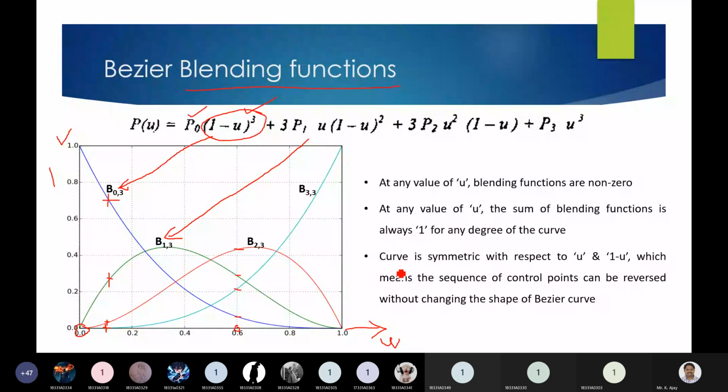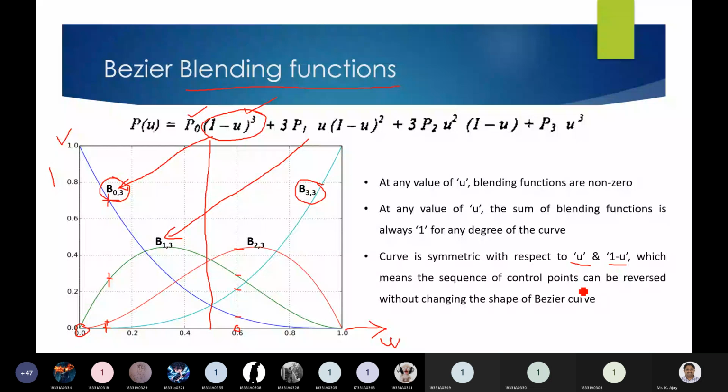Now the curve is symmetric with respect to u and 1 minus u, which you can understand. b13 and b23 are inverse, they are mirror images. Which means if you imagine a straight line at u is equal to 0.5 as a mirror line, all these curves, for example b03, is a mirror image of b33. These two are mirror images with respect to the center line u is equal to 0.5. Similarly, b13 and b23, these curves are also mirror images with respect to the u is equal to 0.5 line. So that is the reason the overall curve also follows symmetry.